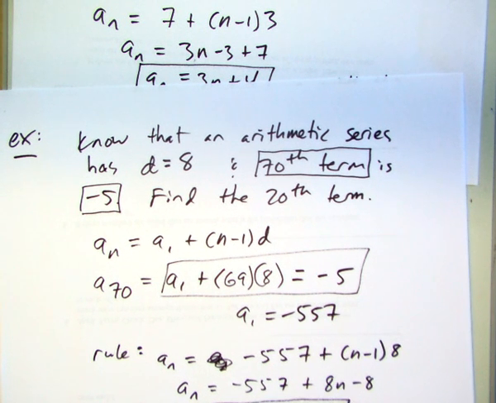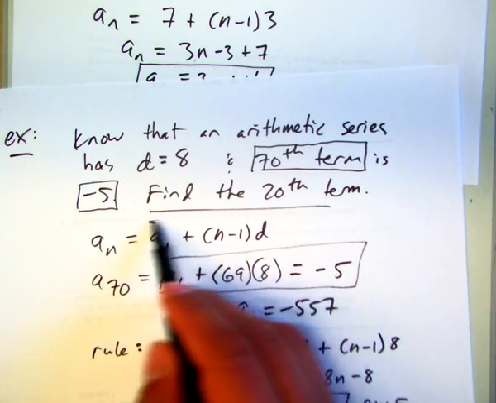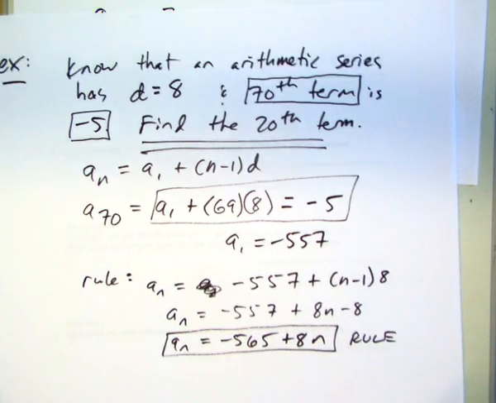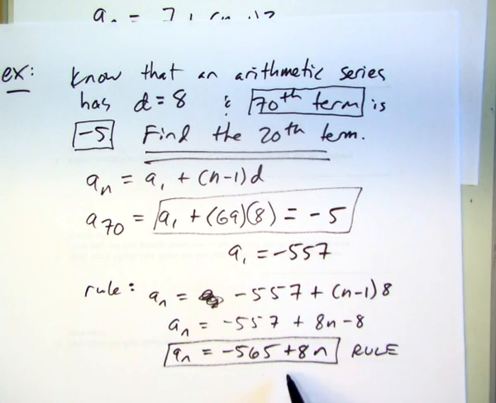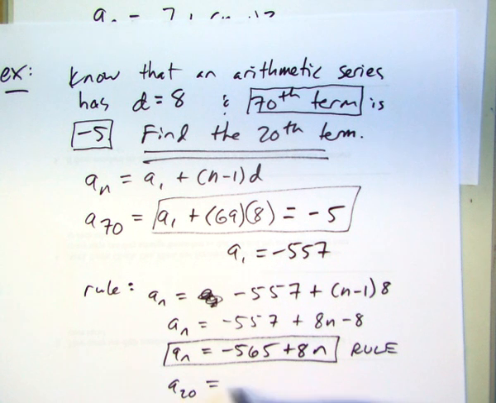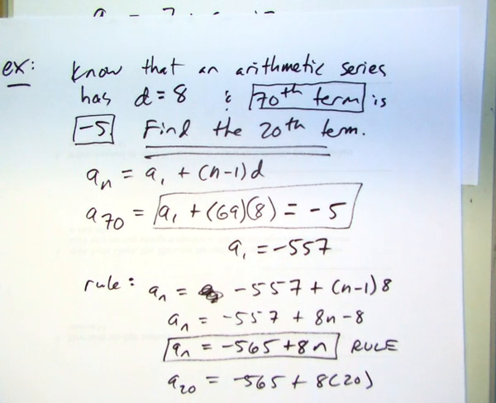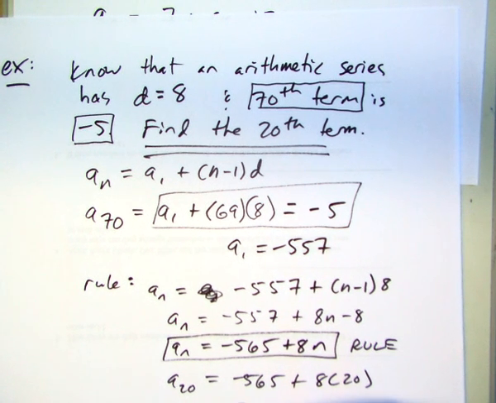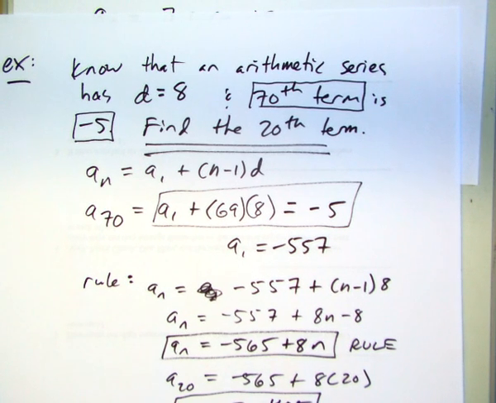So there's your rule. And now to answer the question, if you want to find the 20th term, you just plug it into your rule. A sub 20 will be negative 565 plus 8 times 20. So that's 160 added with negative 565. You get your 20th term is negative 405. Okay?